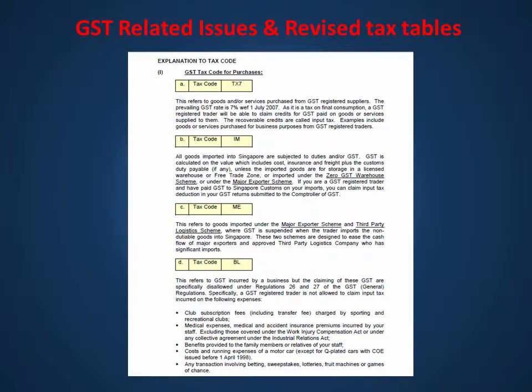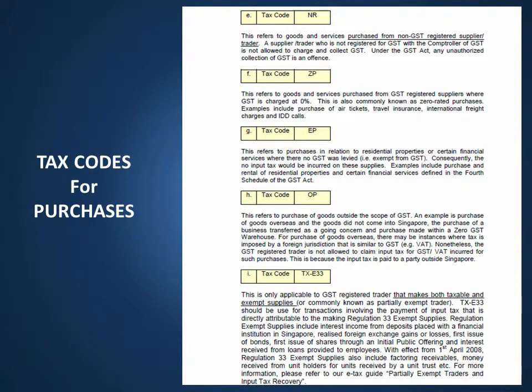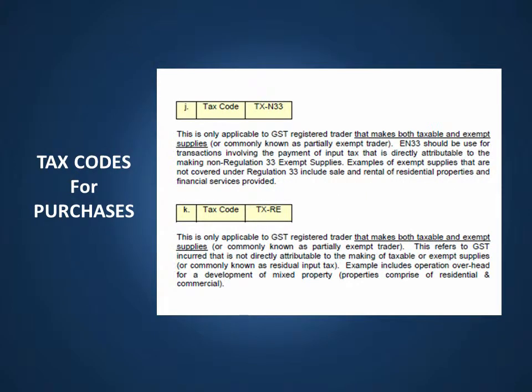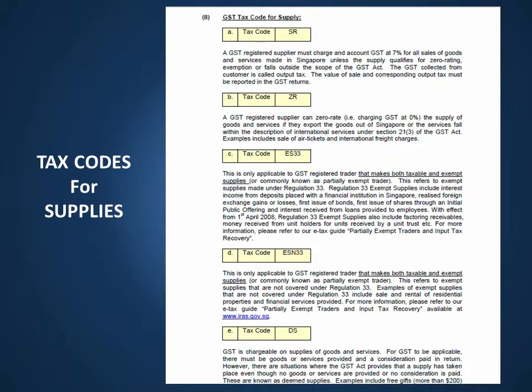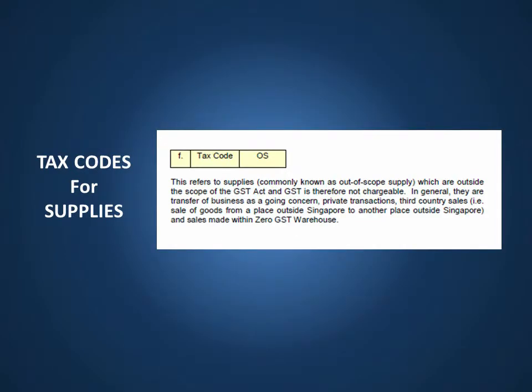What follows is the new GST table that is prescribed by IRAS. If your system is not using this tax code, then it's unlikely that you will be able to do your tax submission properly. Here we have the tax codes for purchases, and likewise the tax codes for supplies. As you can see, for every sales transaction, you are required to put in the invoice date, invoice number, name of the customer, description, invoice amount excluding the GST where applicable, destination of goods if applicable, and so on.